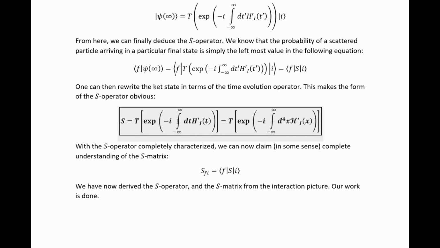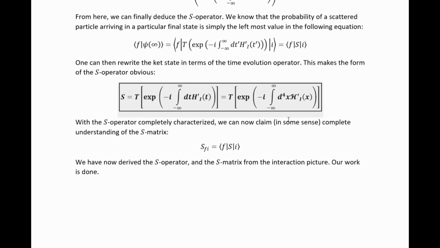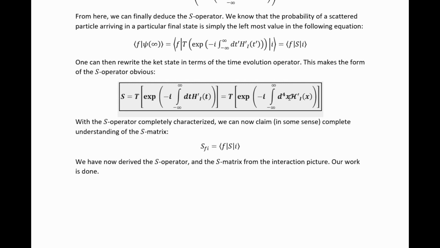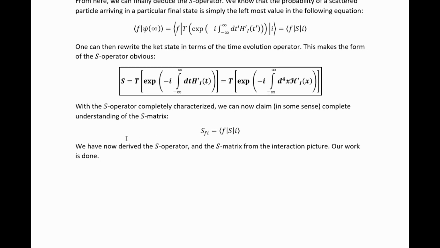Therefore, we now have a well-defined expression for the S operator, one in terms of this convenient time-ordered exponential. We can also write it in terms of the Hamiltonian density if we like, in which case we're integrating over all of space-time instead of just all of time. With the S operator completely characterized, we can now claim, in some sense, complete understanding of the S matrix, which is just the initial and final state matrix elements of the S operator. We have now derived the S operator and the S matrix from the interaction picture.